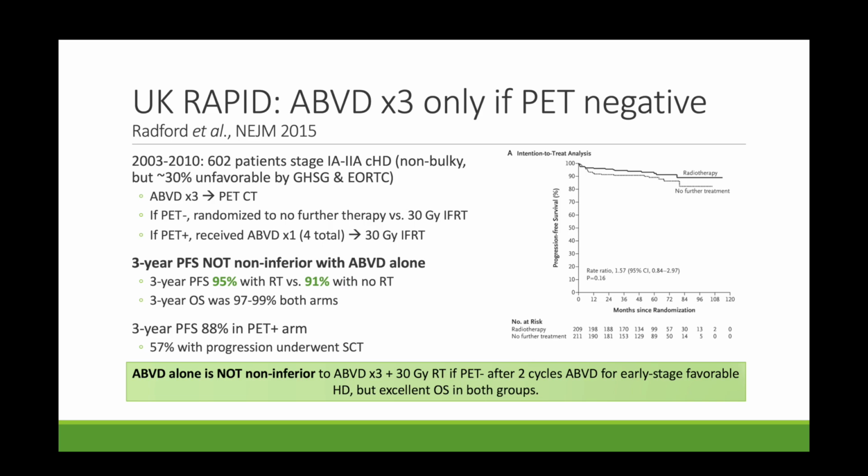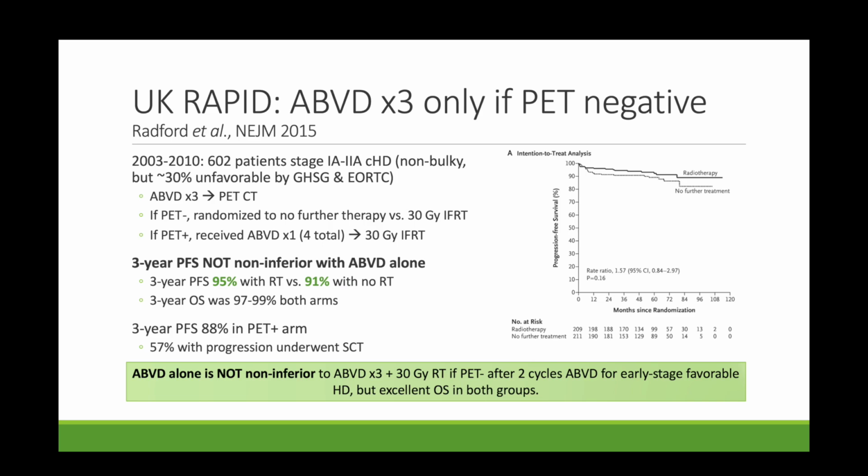And if they were PET positive, then they received a total of 4 cycles of ABVD followed by 30 gray involved field radiation. And what they found is that the 3-year progression-free survival, again, was not non-inferior with ABVD alone. So just like we saw in HD16 and then EORTC H10F, radiation does seem to confer a progression-free survival benefit. However, if you look at the absolute values, the 3-year PFS was 95% with the radiation group versus 91% with no radiation. So still very good progression-free survival. It was just not non-inferior with the omission of radiation.